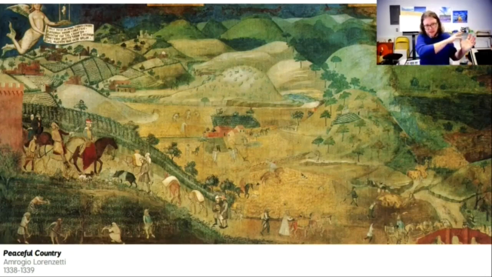And again, there's an orderly flow of people into and out of the city. Every person is doing their assigned job, right? There doesn't seem to be any unrest here. Everyone seems to again feel safe.